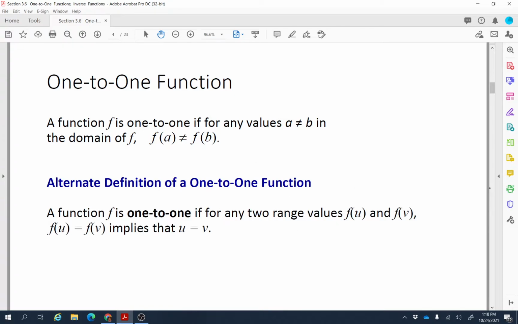Okay, there is an alternate definition of a one-to-one function. A function is one-to-one if for any two values in the domain, if their function values are equal, that's only possible if the input values u and v are equal.